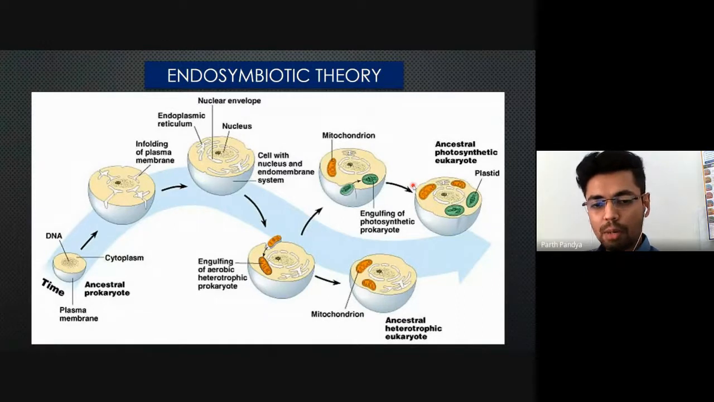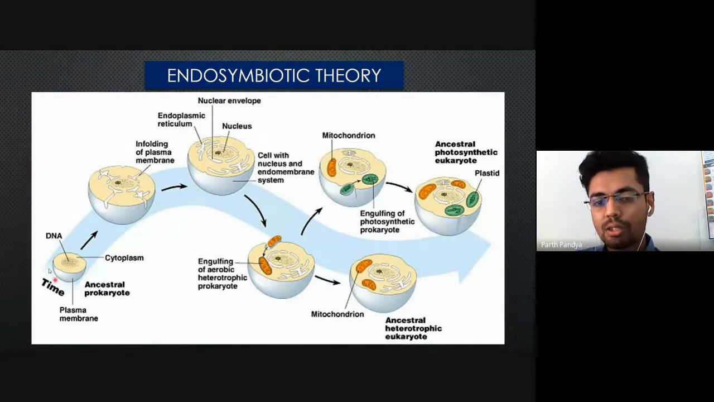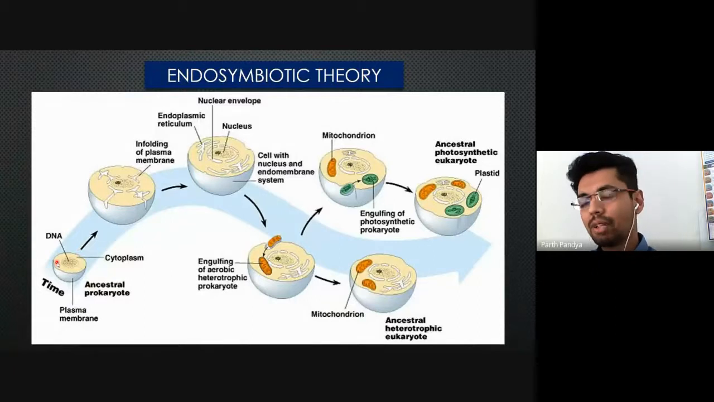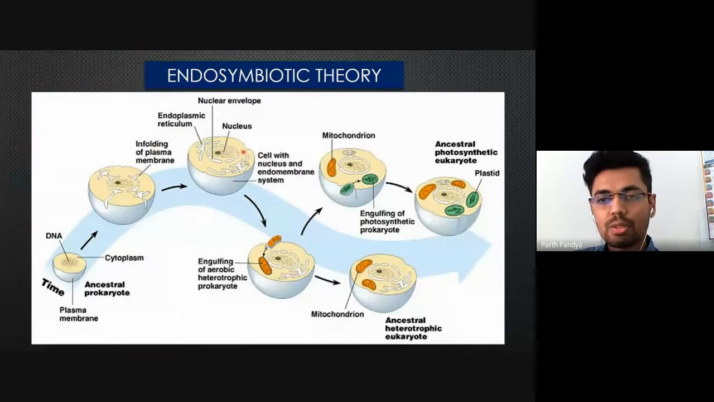Now the endosymbiotic theory is a very good evolutionary theory which explains how a eukaryotic cell has evolved. Over here you can see we have an ancestor prokaryote. It has a cytoplasm, DNA, and the plasma membrane lining it. This plasma membrane starts enfolding itself, and the endomembrane system starts. That is the development of organelles like the endoplasmic reticulum, nuclear envelope, and nucleus.